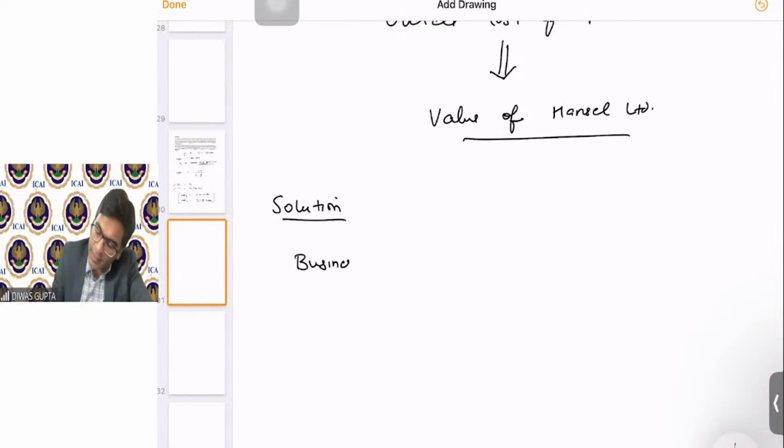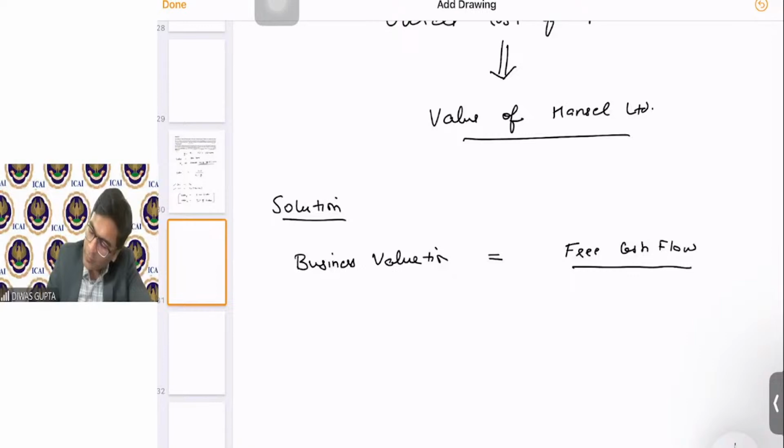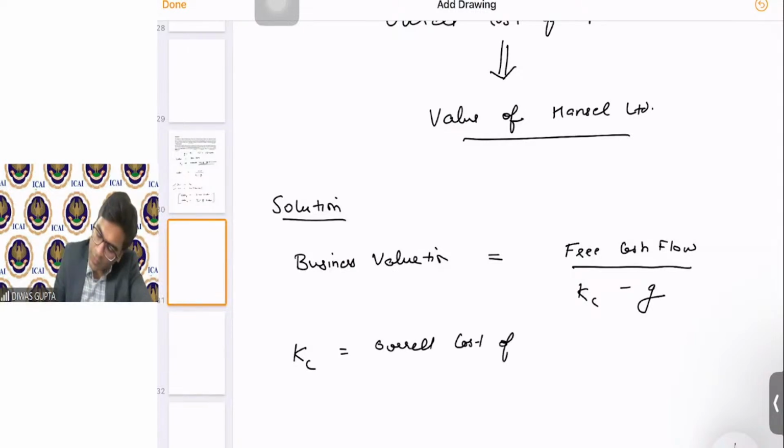We can just simply write the formula: business valuation is equal to free cash flow divided by overall cost of capital minus growth. So Kc, we can say, is the overall cost of capital, and G is equal to growth.